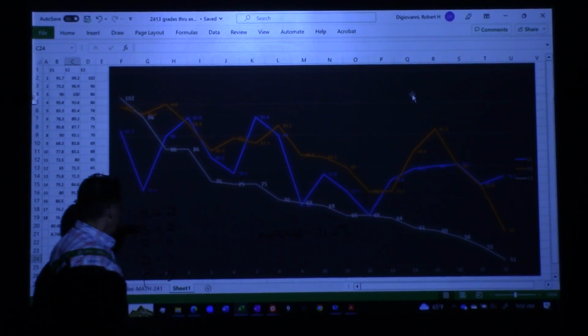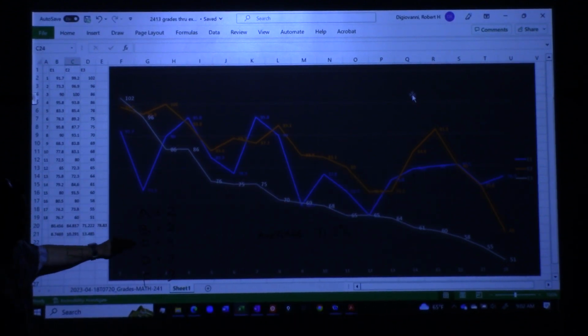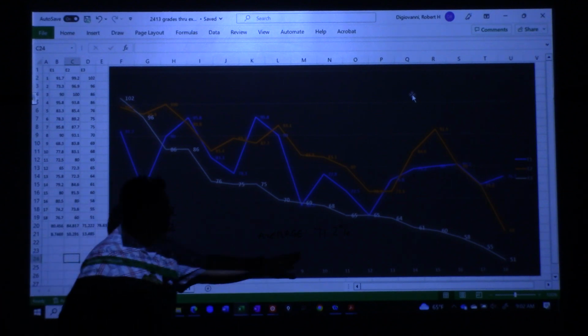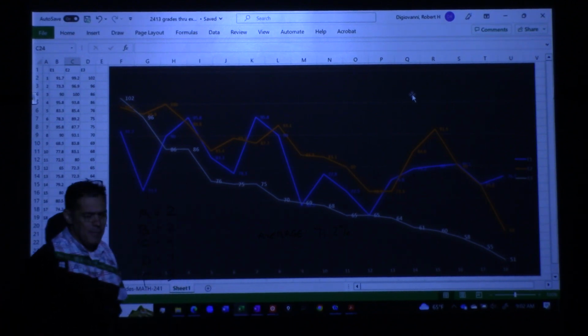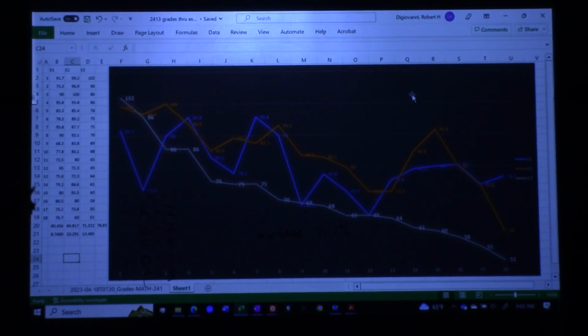We had 2 A's, 2 B's, 4 C's, 7 D's, 3 not passings. The class average on this exam was a 71.2, and these are the grades for the first 3 exams. Our class average on the first exam was an 80.4, right? And then the average went up on exam 2 to an 84.8, and then on this exam it dropped off pretty significantly to a 71, all right?